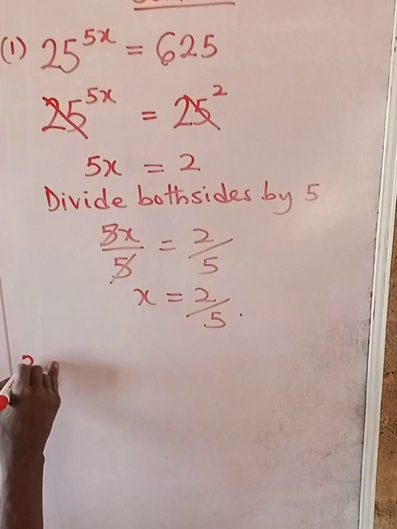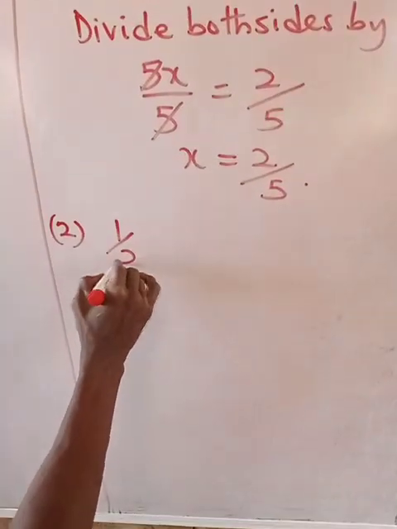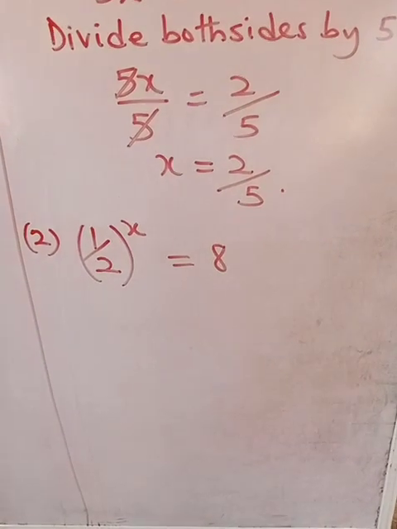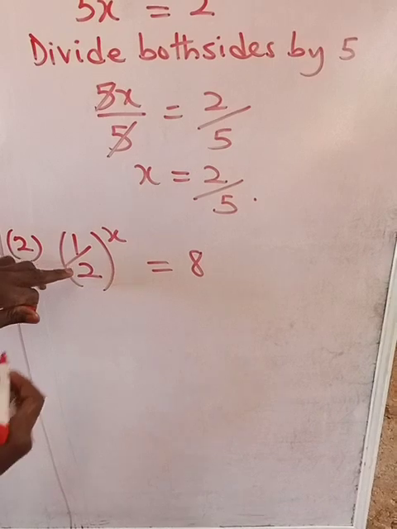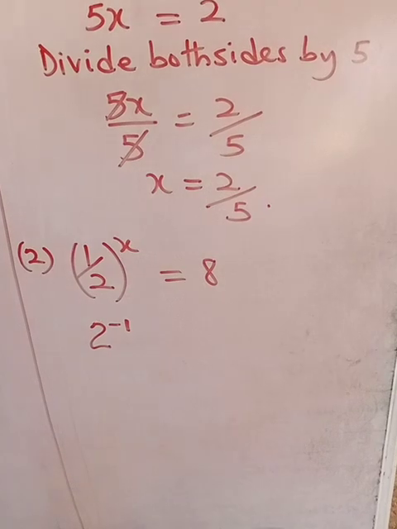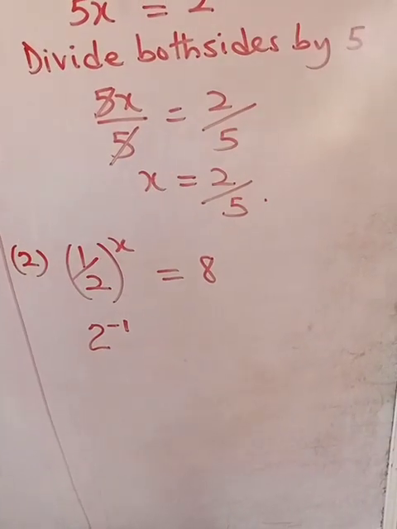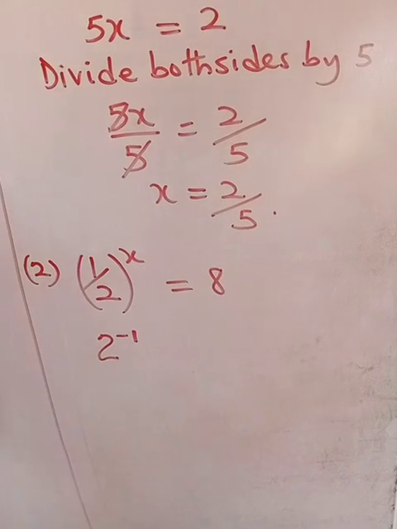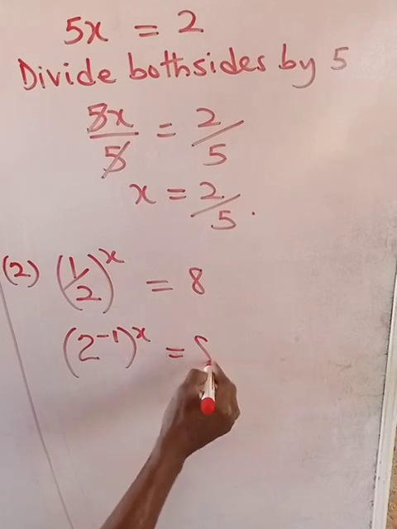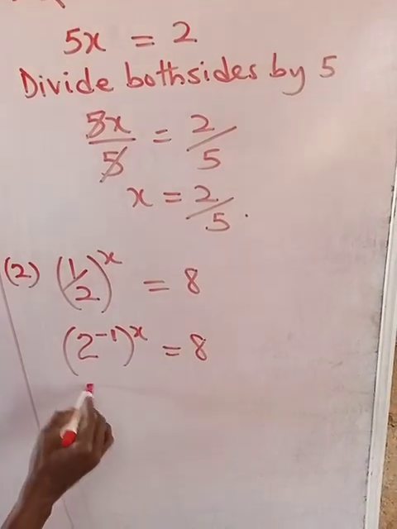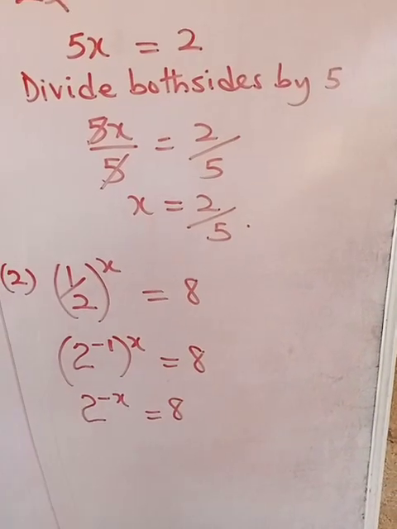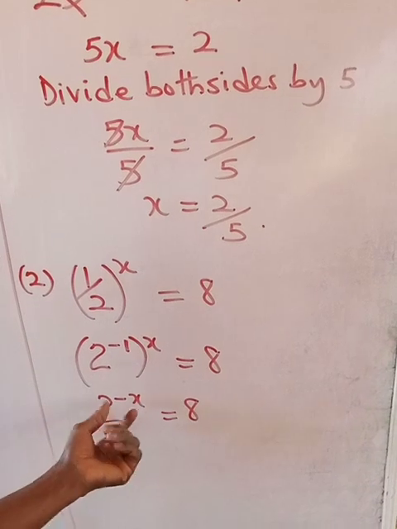So the second question, 1 over 2 raised to the power of x equals 8. If you want to solve this, it's still like the other one. I can change 1 over 2 in indices. It's the same thing as 2 raised to power minus 1. I know you know the laws of indices. This is the negative index law. So 1 over 2 is the same thing as 2 raised to power minus 1, then raised to power x equals 8. When you expand this, this will be 2 raised to minus times x, that's minus x, equals 8. Now the base here is 2, the power is minus x.